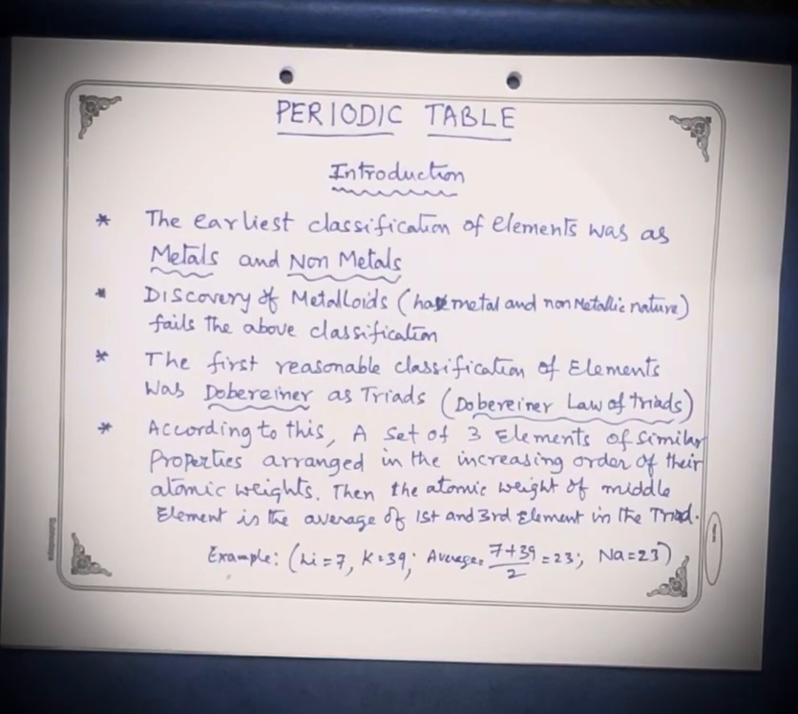We are now using the modern periodic table. In this introduction, we can know how the modern periodic table which we are using now came about, and what the previous history of attaining this table is. The earliest classification of elements, when the elements were very few, 10 or 11 like that, classified them into metals and non-metals.